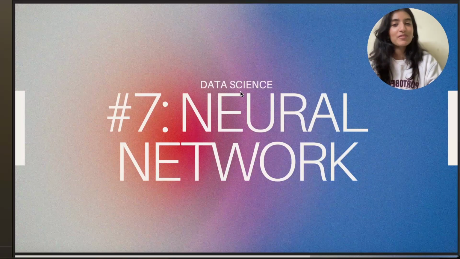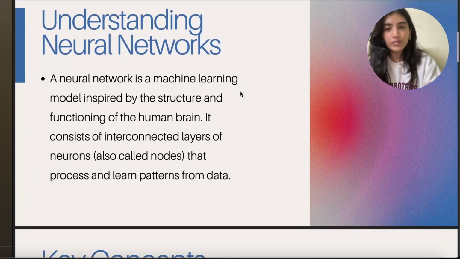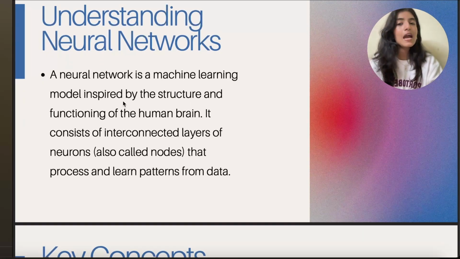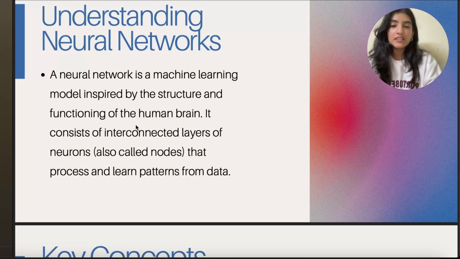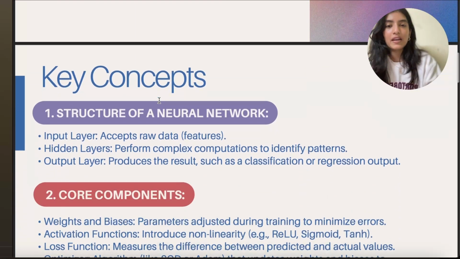Hello everyone, today we will talk about neural networks. A neural network is a computational model inspired by how the human brain processes information. It consists of layers of interconnected nodes or neurons. A neural network is a machine learning model inspired by the structure and functioning of the human brain. It consists of interconnected layers of neurons, also called nodes, that process and learn patterns from data.